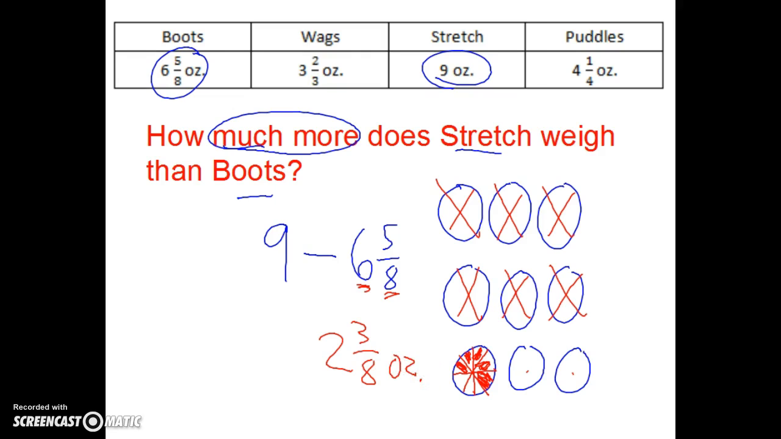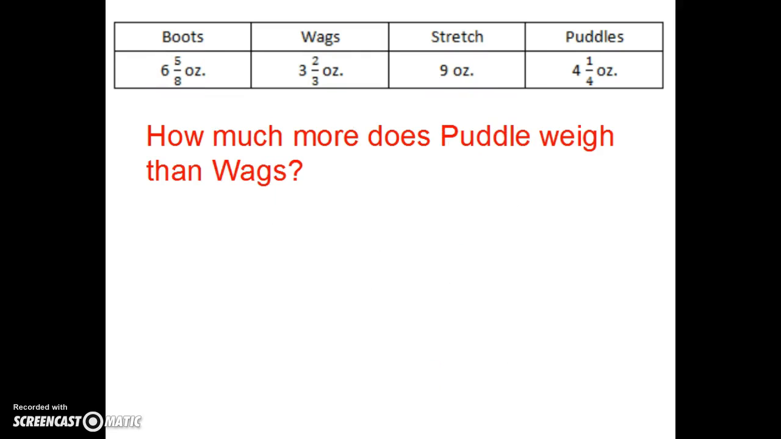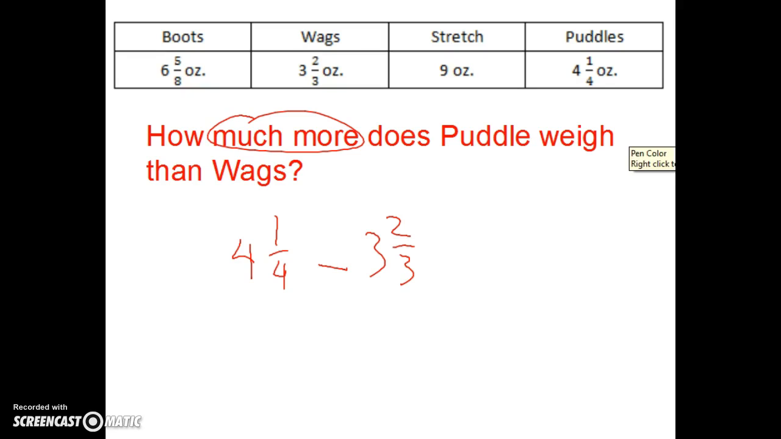How much more does Puddles weigh than Wags? Again, we've got "how much more," minus. Puddles is 4 1/4 ounces. Wags is 3 2/3 ounces. I can't subtract right now because they do not have the same denominator. So I need to change them both to improper fractions.